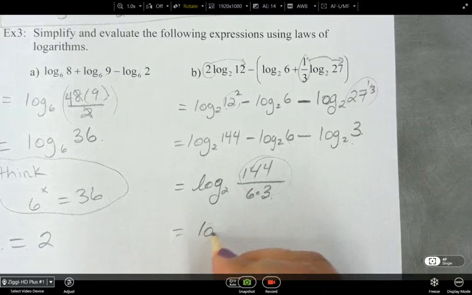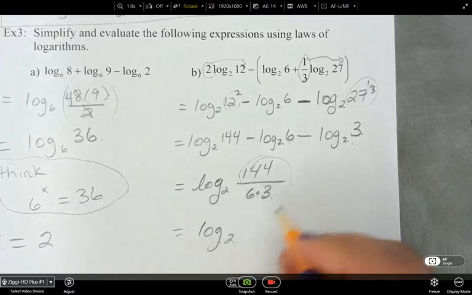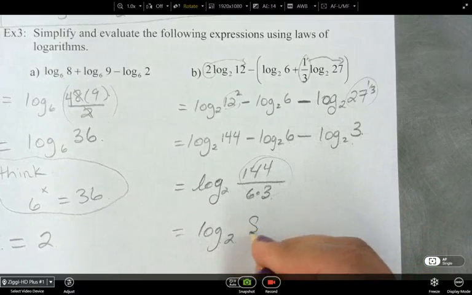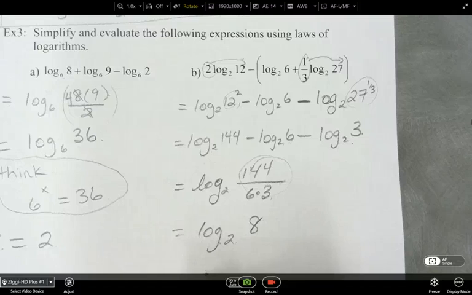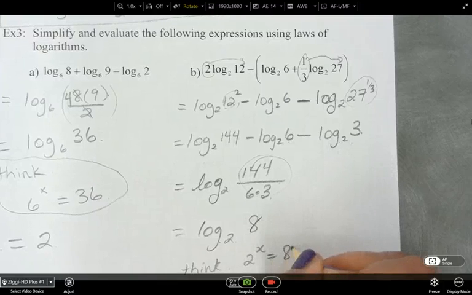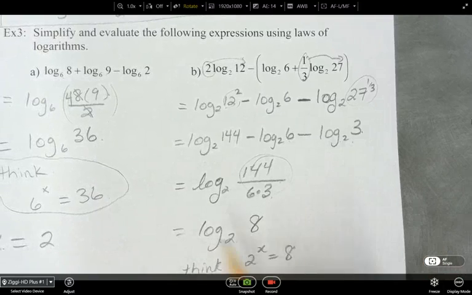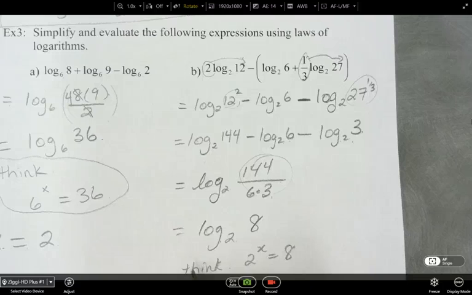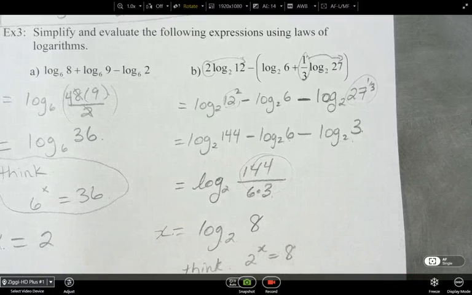Okay? So then this is log base 2 of 8. And then I can think 2 to the power of x equals 8. So what is x in this case? So if I say that's equal to x, I can say x is equal to 3. So this evaluates to 3.